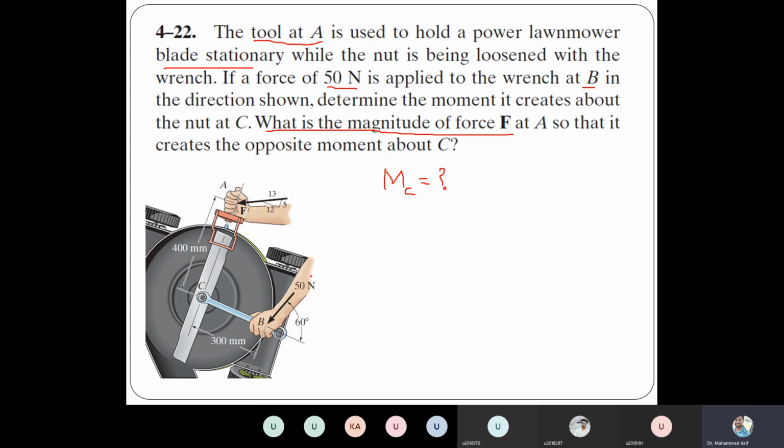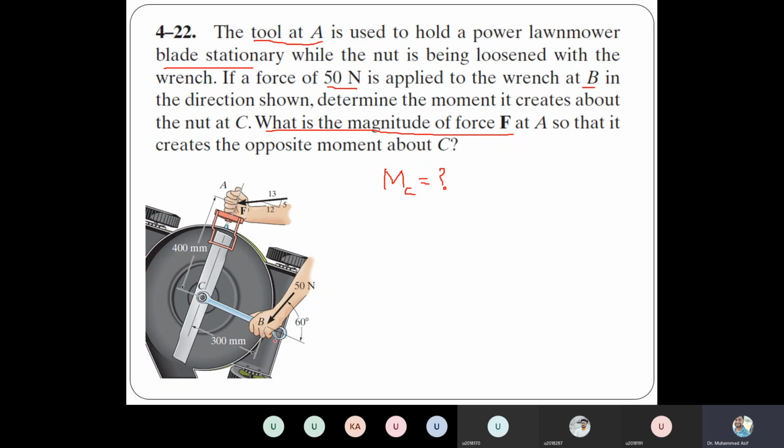So the moment created by this force of 50 Newton is equal in magnitude but opposite in direction, because this is counterclockwise whereas this is in the clockwise direction. So both moments will be equal. So first of all, you have to calculate the moment of this 50 Newton force about point C.